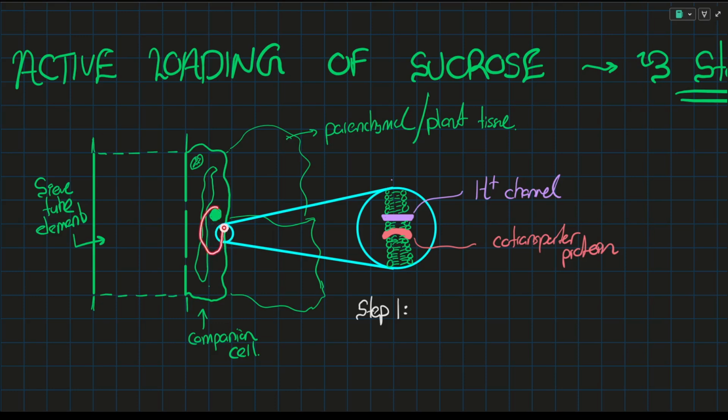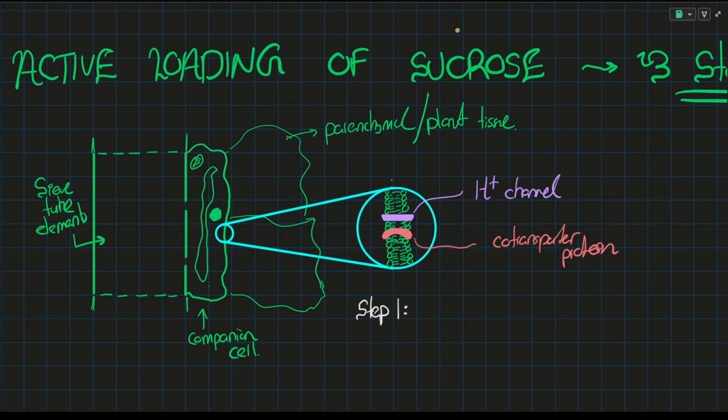Now, this side is the companion cell, meaning this side is the cytoplasm of the companion cell. This side, what do we have? It's the plant parenchymal cell. That's clear, right? So this side is just simply this area.